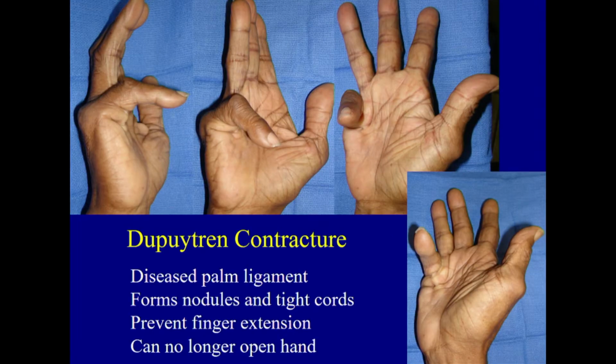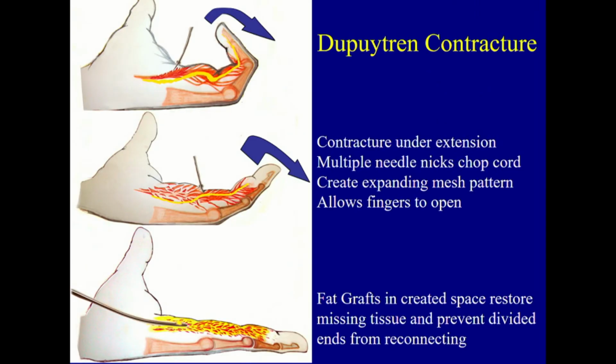Let me see that. This is a typical Dupuytren contracture, like Dr. Eaton showed and talked about. You can't open their hand, that cord, that nodule is in there. And what we do here, we put the contracture under tension in the operating room, and with multiple needle sticks, just like I showed in that slide, we create a mesh pattern that allows it to expand, and then that allows the fingers to open, and we'll put fat in between.